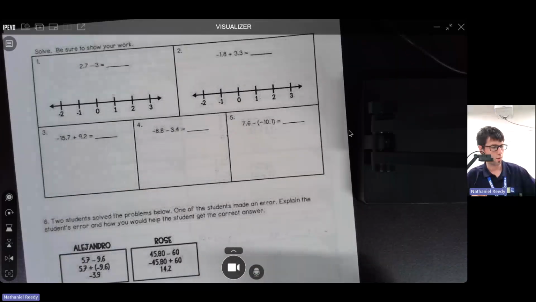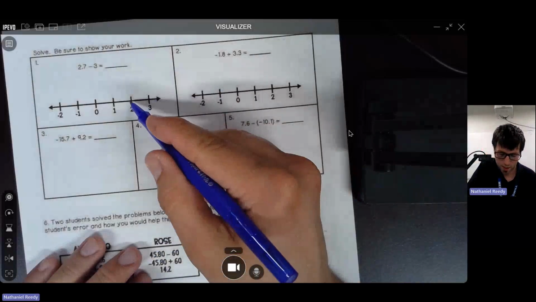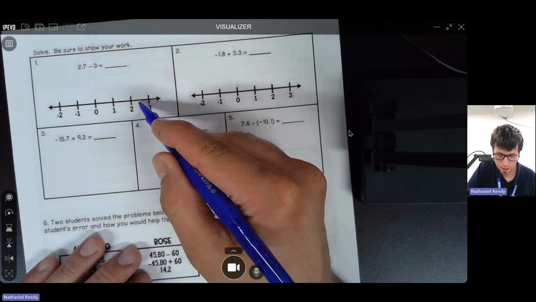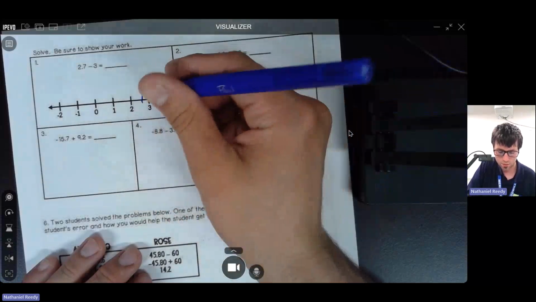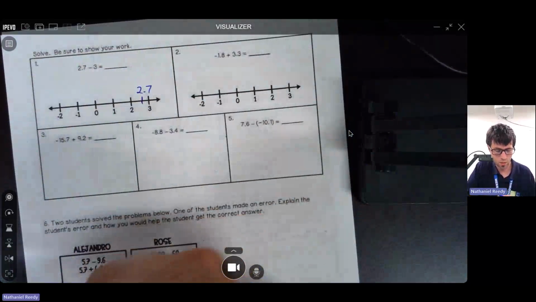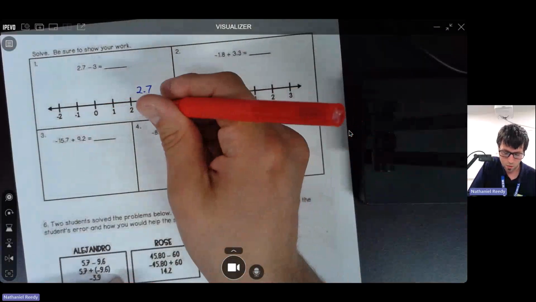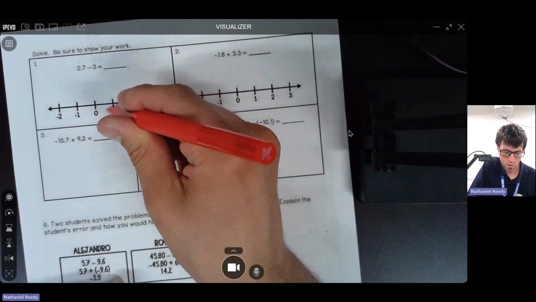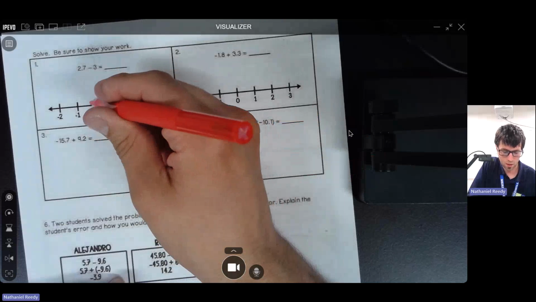We could do this with the information that we already have, but since they give us a number line, let's just visualize this. So 2.7... So again, we're kind of going to estimate. So remember, 2.5 is halfway between 2 and 3. So 2.7 is like, here-ish. There's 2.7. And minus 3, that means we're going to take 3 jumps to the left. So I'm going to go 1, 2, 3. And here we are right here.